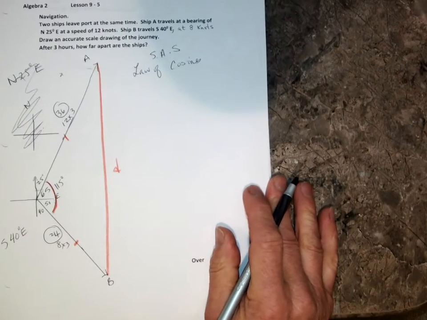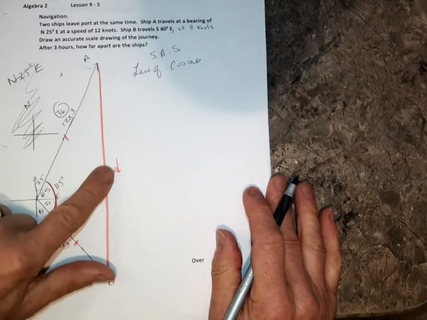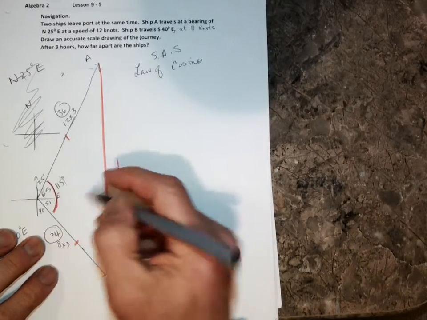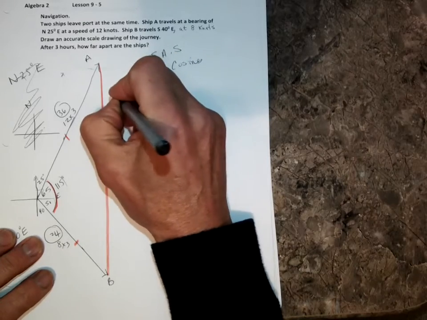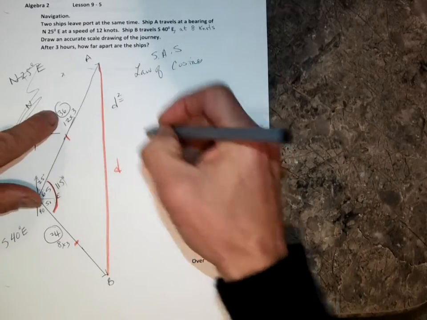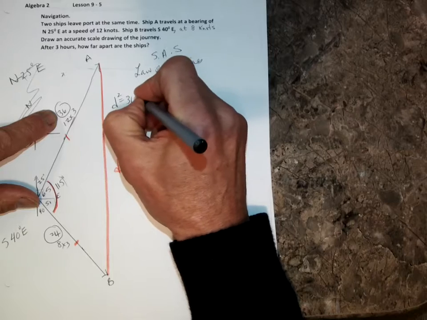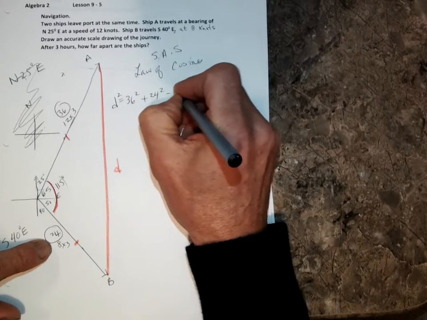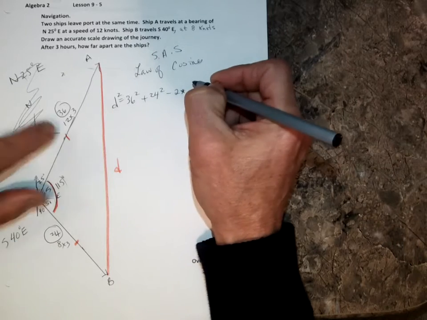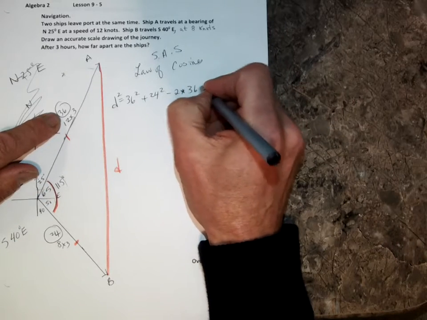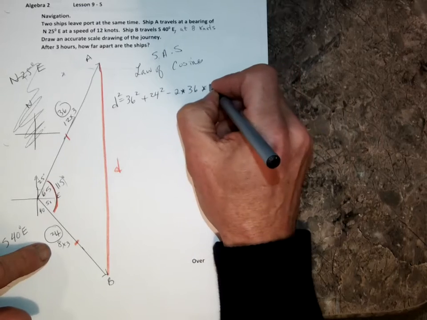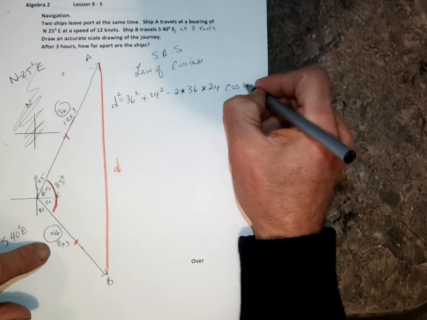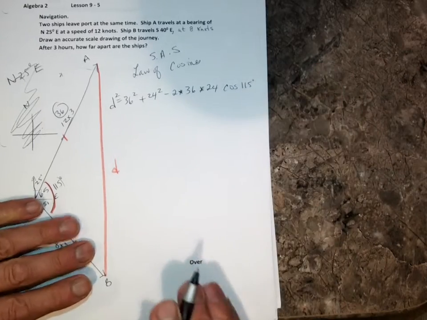which is, and I'll say it, but it should be in your notes, opposite squared. So this is my opposite, right? That's got to be my opposite. Here's my angle. It's going to be opposite squared is equal to adjacent squared, 36 squared, plus my other adjacent squared, 24 squared, minus 2 times my adjacent, which is 36, times my other adjacent, which is 24, times the cosine of my angle, 115 degrees. Okay? So, and that should be in your notes.